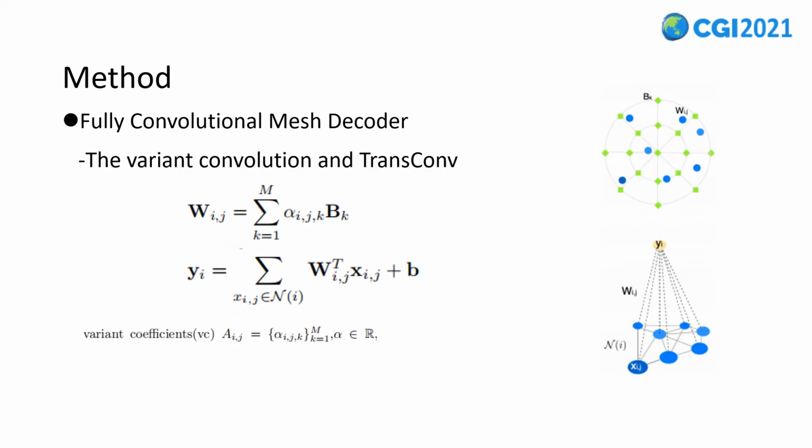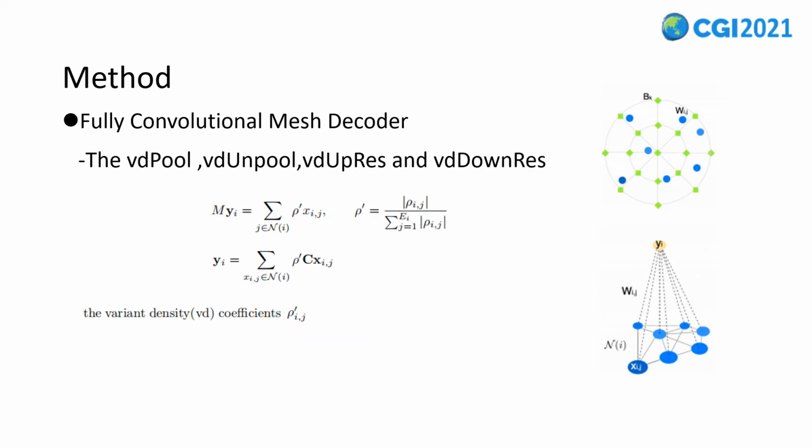After downsampling, we compute yi with the variance coefficients aij and the global basis bk. We can compute the value of yi so that we can construct the convolutional layers. With variance density coefficients rho ij prime, we can compute the yi so that we can construct the pooling layers and residual layers.